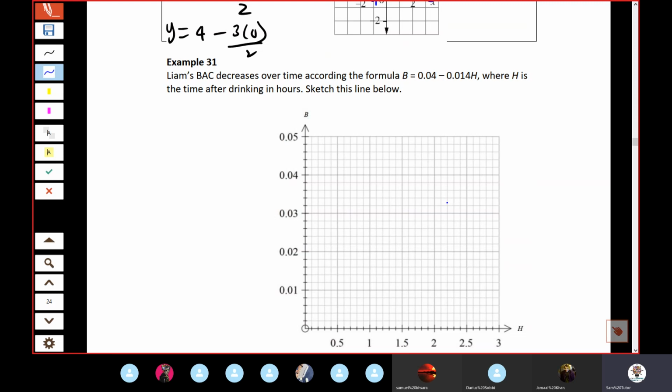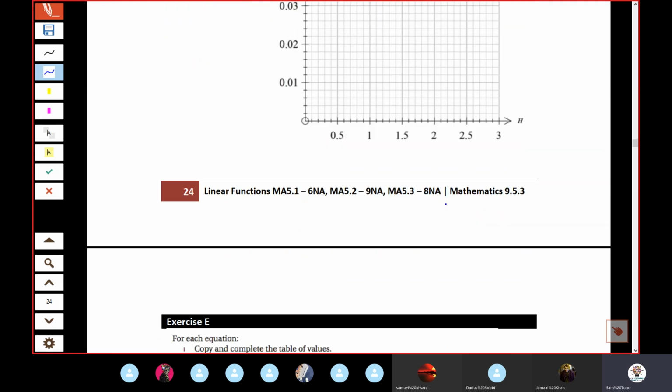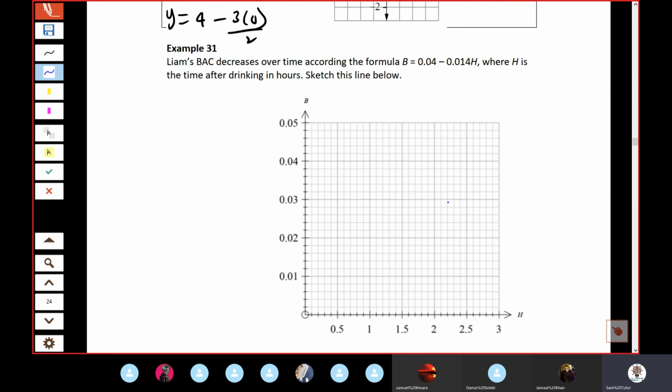Okay. Yeah, we'll do that one right now. All right, done. So you can see this is a bit, let's say, an applied question. Liam's BAC, that's blood alcohol content, decreases over time according to the formula B equals 0.04 minus 0.014H, where H is the time after drinking in hours. Sketch this line below. Who's confused?